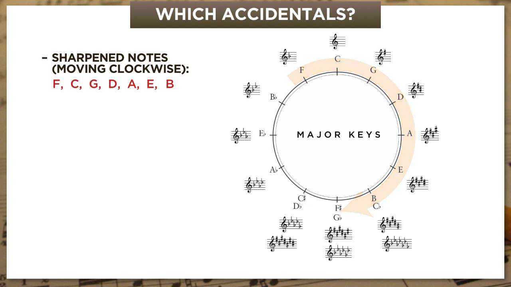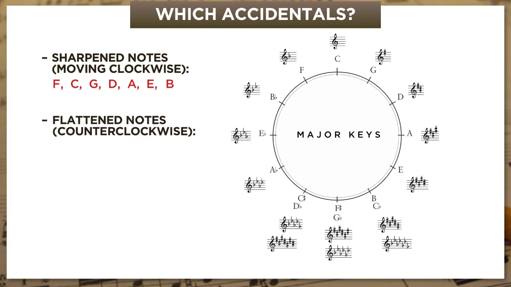Now how about flats? As is often the case with the circle of fifths, things go opposite on the left side of the circle. So if we move counterclockwise around the circle, we're going to add a flat at each station, keeping the flats we had before. So starting with F, the key of F, we have B flat. The key of B flat, we have B flat and E flat. Then we flatten A, we flatten D, we flatten G, we flatten C, and finally we flatten F. Now all 7 notes are flattened. That's the key of C flat major, or the C flat major scale.